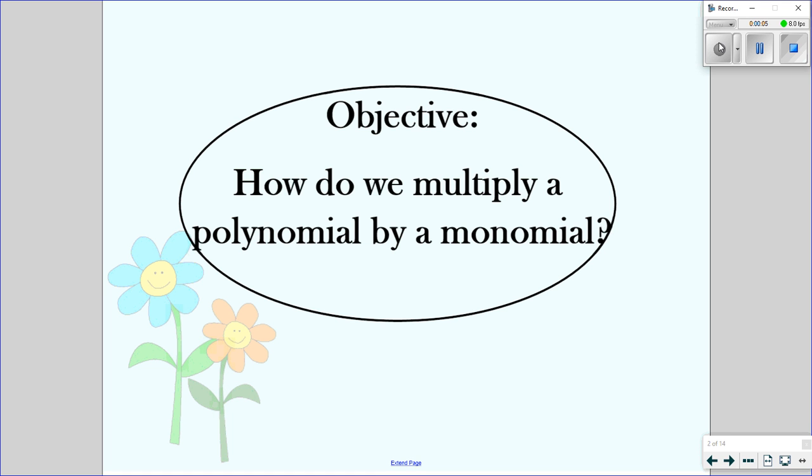We will be dealing with multiplying monomials and polynomials. So the objective today is how do we multiply a polynomial by a monomial. Just a heads up, this will be a very short lesson, so let us begin.